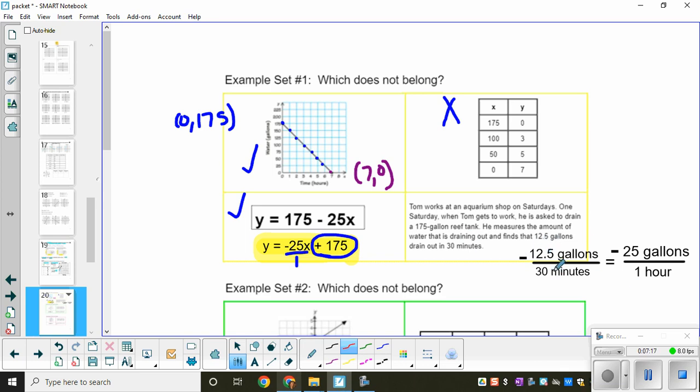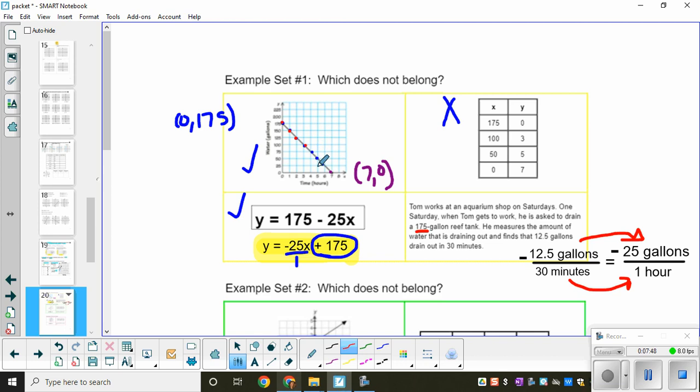And all I'm doing here off to the side is setting up a proportion to show you guys that if it's 30 minutes, we can double that to see how much it drains in an hour. So if it drained 12.5 gallons in 30 minutes, that must be 25 gallons per 1 hour. And if we look, it says it starts at 175. So when Tom gets to work, it starts up here. Then it's going to drain 25 gallons per hour, drain 25 for another hour, and so on.